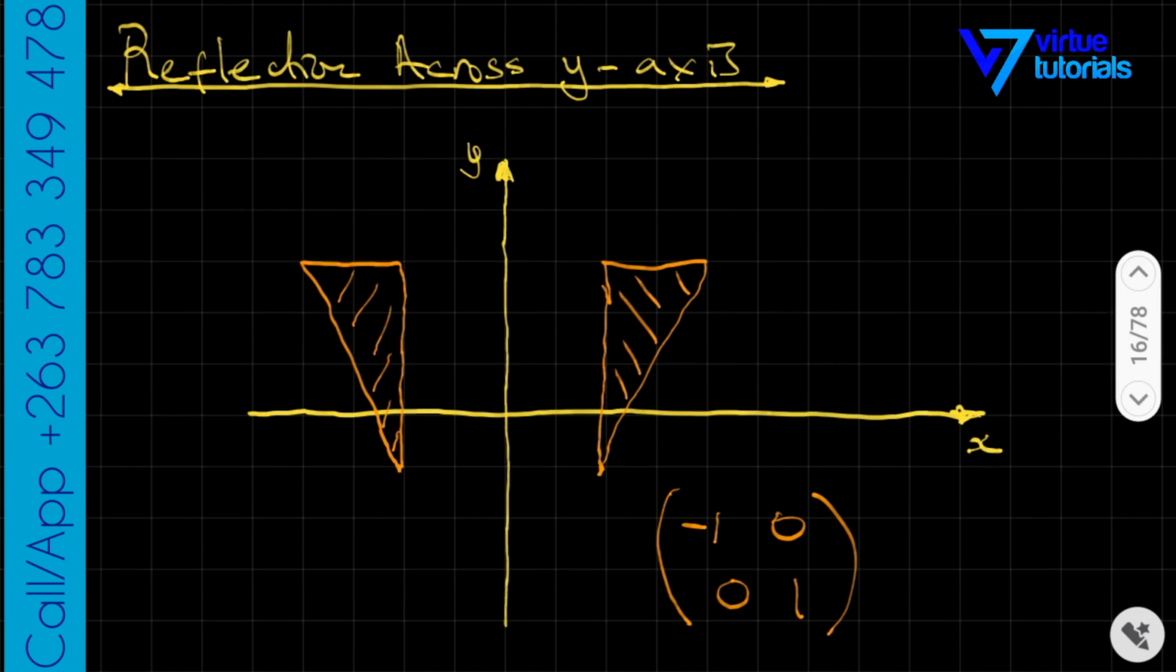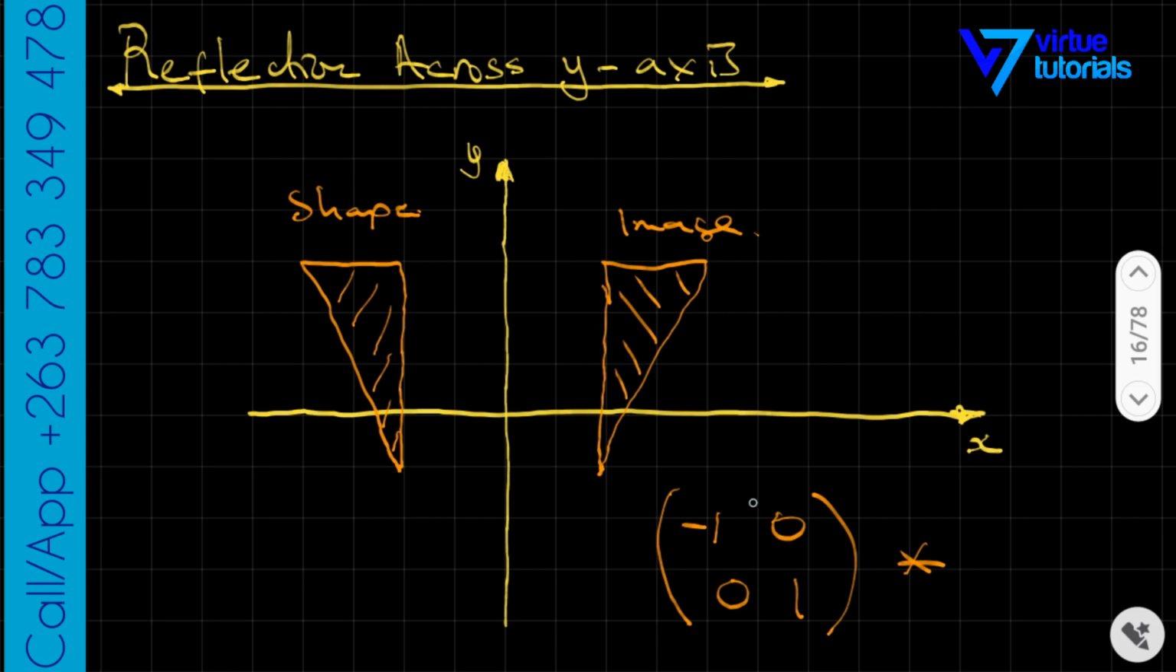Now, let's look at a situation where the y-axis is the mirror line. With a triangle here, which is our shape, if it's reflected across the y-axis, this is the image that we would expect, an equal distance on the other side of the y-axis. Now, for reflections across the y-axis, we have a matrix. This matrix is minus 1, 0, 0, 1. So this is a matrix for reflections across the y-axis.